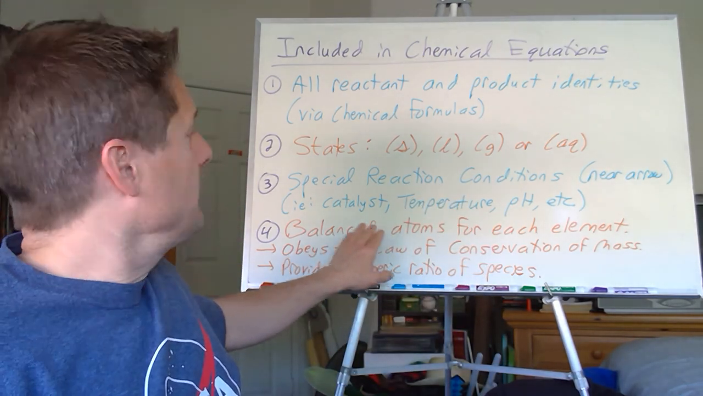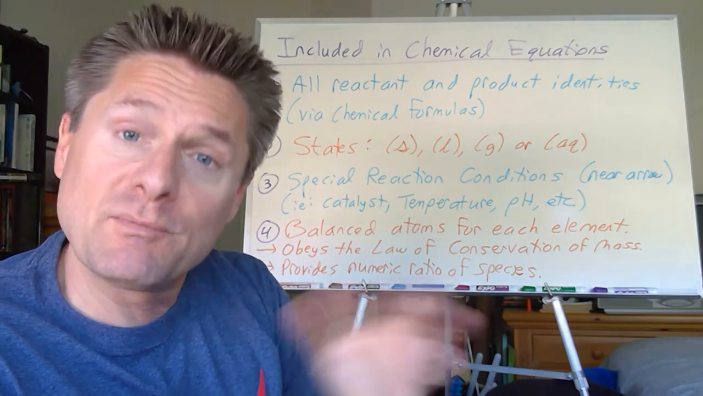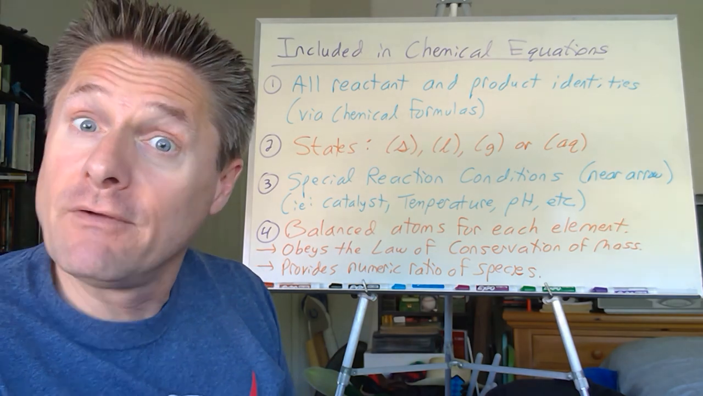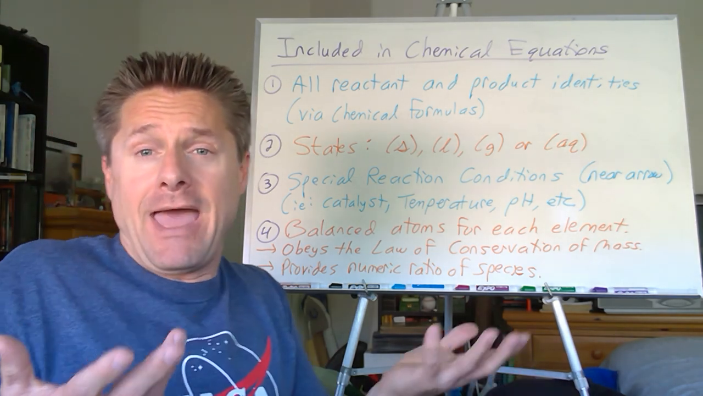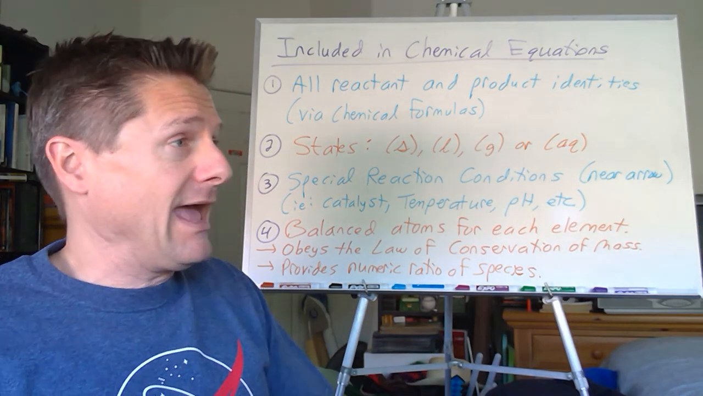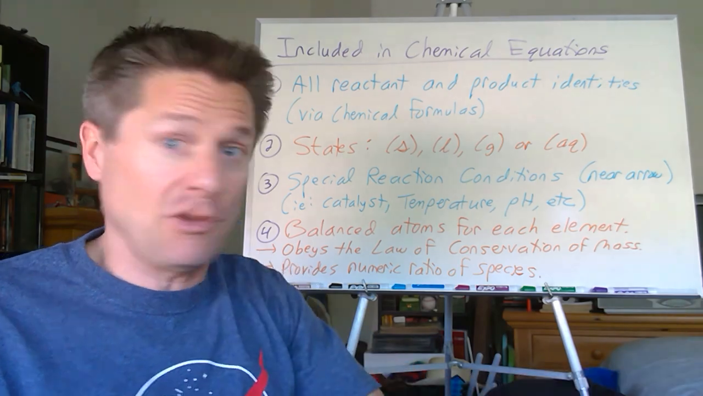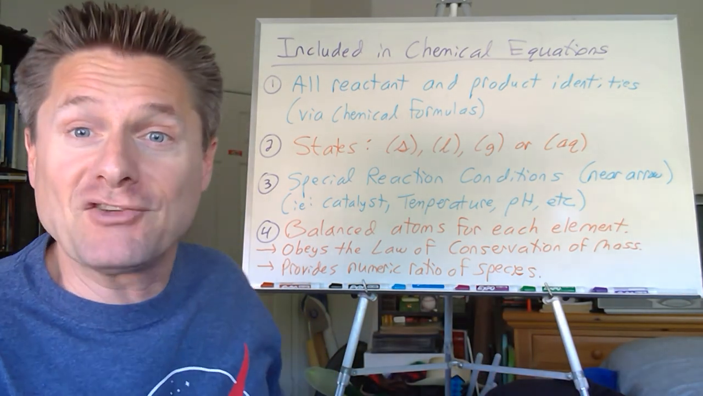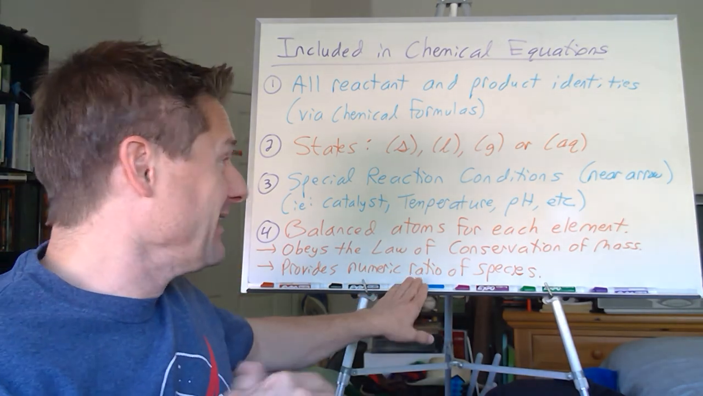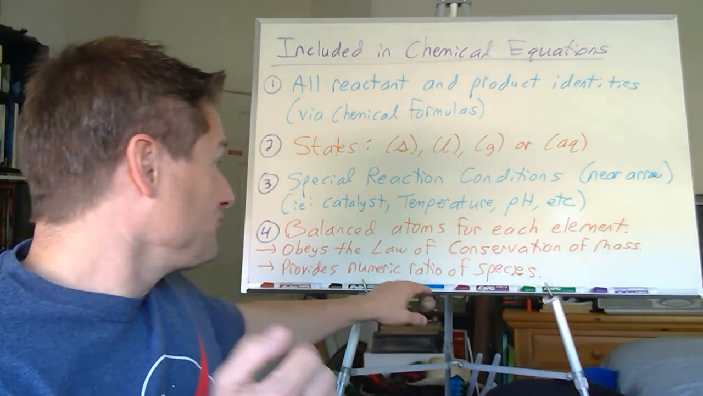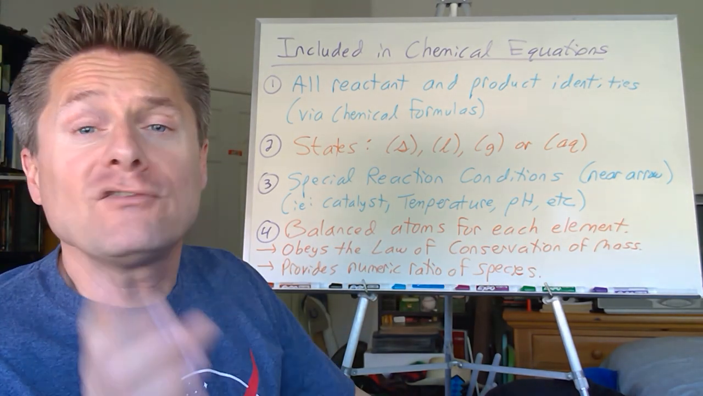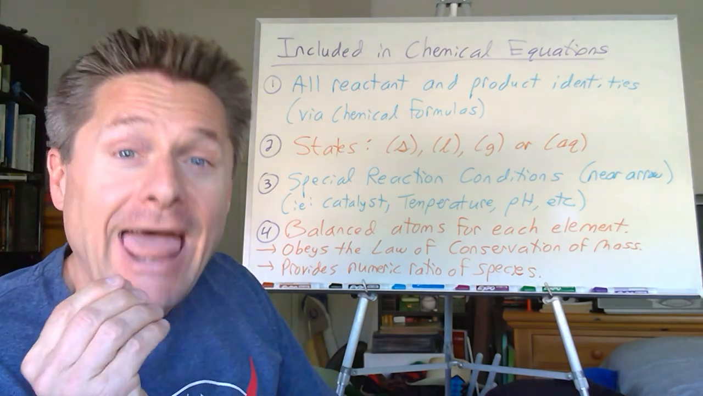And last but not least, we need to balance this equation. We're going to spend some time learning how to do that because we have to obey the law of conservation of mass, right? You can't have an atom of lead just disappear. Where did it go? You can't have an atom of tungsten just appear out of nowhere. It's like magic. There is no magic here, even though it might look like magic sometimes. So we need to balance the atoms for each element. So always balance the equation.